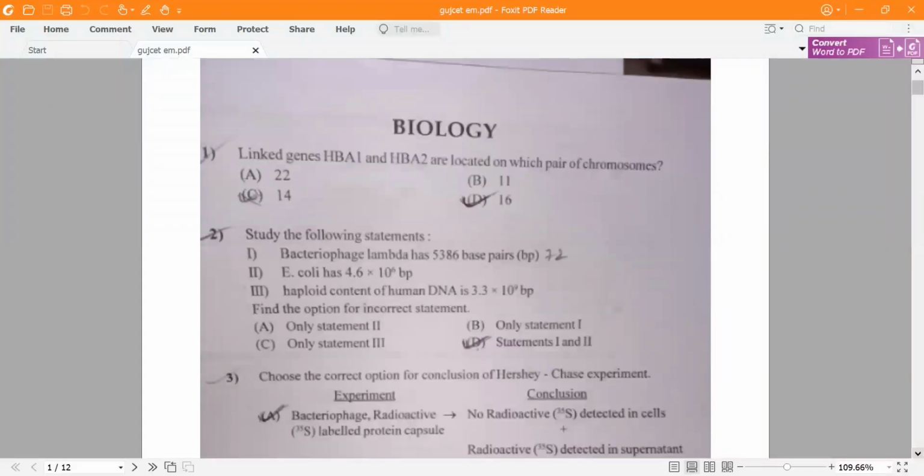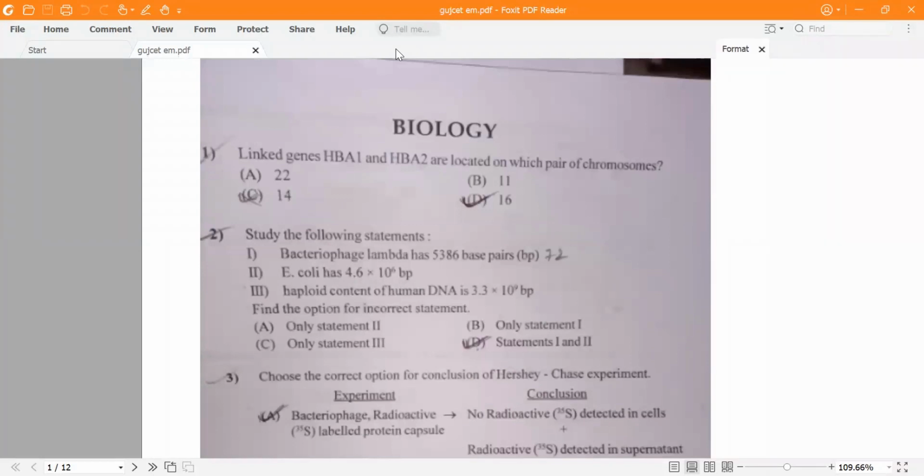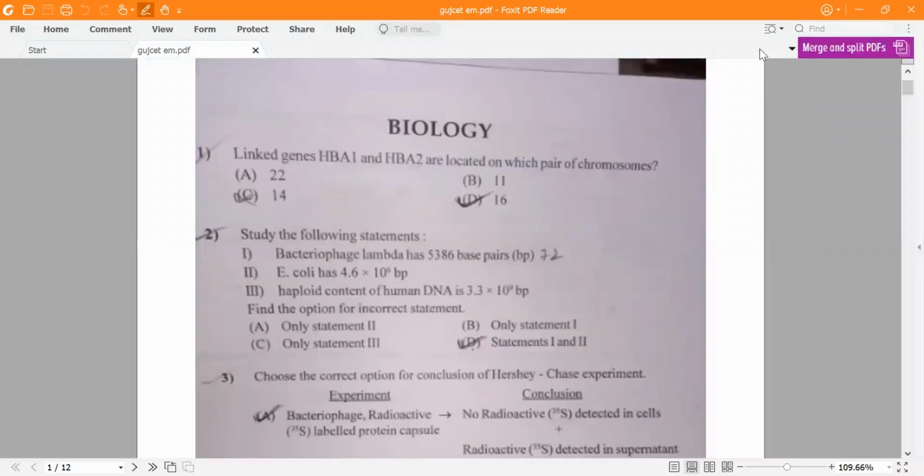Okay, so the first question was: HPA1 and HPA2, which are linked genes, are found on which pair of chromosomes? It is on the thalassemia, basically responsible for cells. They are found on the 16th chromosome, of each parent. HBB is on chromosome number 11.